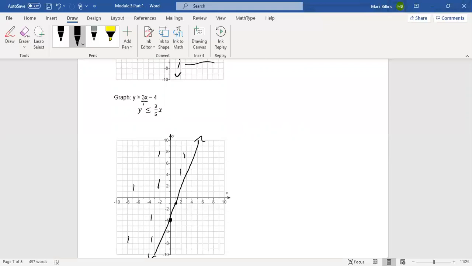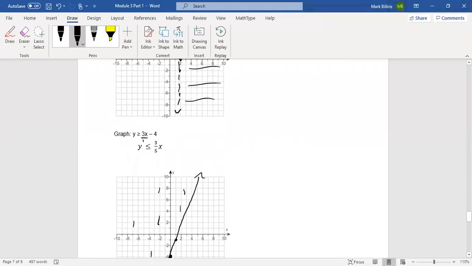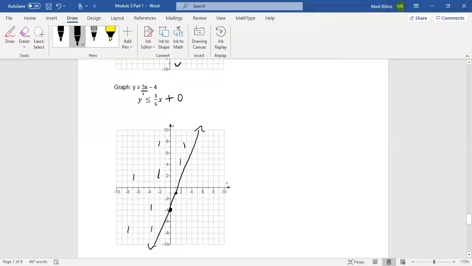So the next graph is y is less than or equal to 3/5 x. Remember again, since it's not shown, it's understood to be plus 0. So my y-intercept is at the origin. So my slope is +3 over +5. So from my origin, I go up 3 and to the right 5 and put my point. Pay attention to the type of line. Again, it's going to be a solid line.